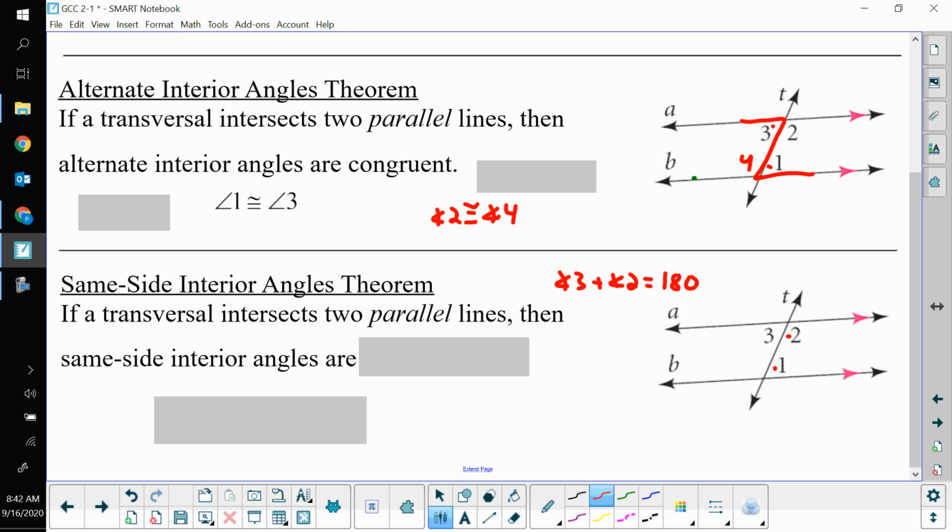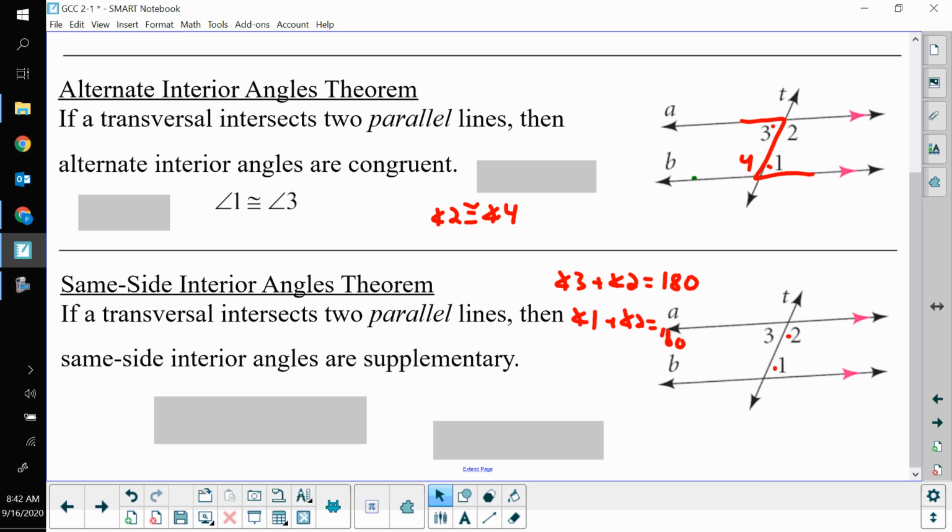But we just saw a second ago, by alternate interior angles, that angle 1 and angle 3 must be equal. So we can replace angle 3 with angle 1 because we know they should be equal. So therefore we know angle 1 and angle 2 have to add to 180. And if you add to 180, that means you're supplementary. So in that blank, same side interior angles must be supplementary.